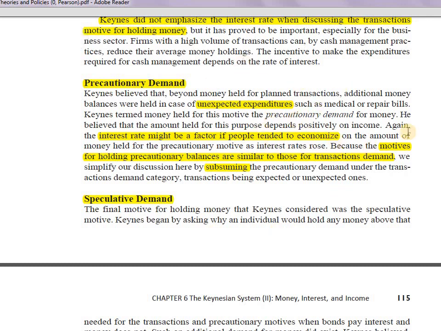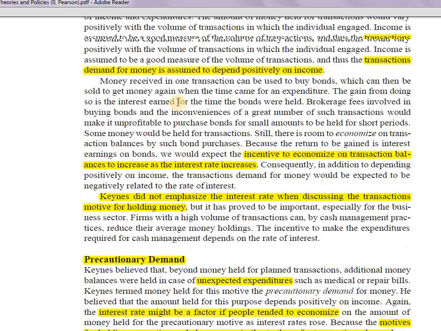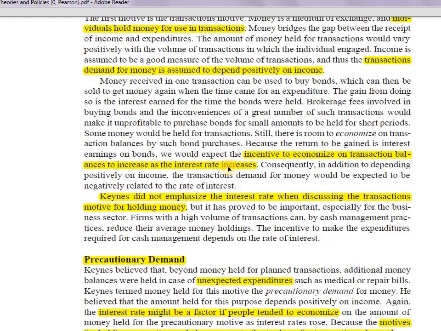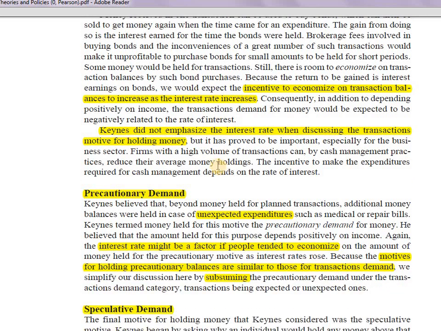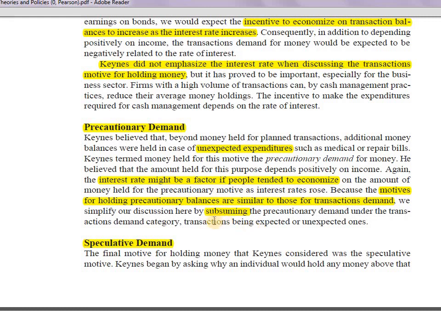Just for the sake of explanation, I have explained it. Largely the relation has turned out to be that both precautionary demand and transaction demand are positively related to the level of income. So if they are positively related to the level of income, we can club them into one only, and this is what the author has done, subsuming these two components into one.